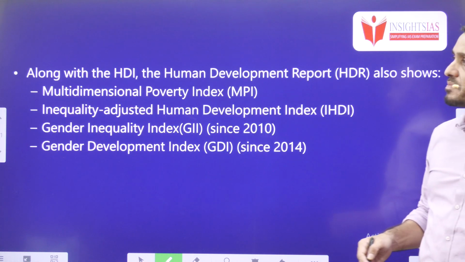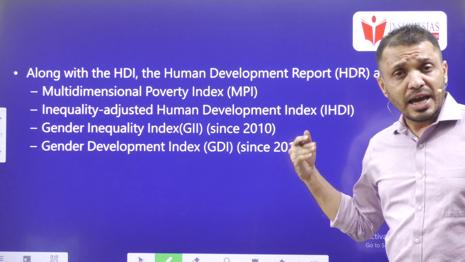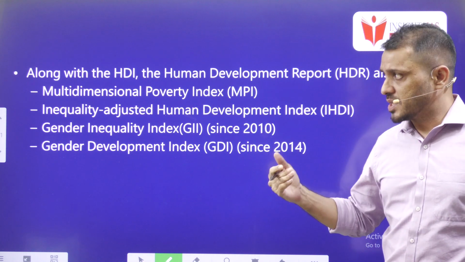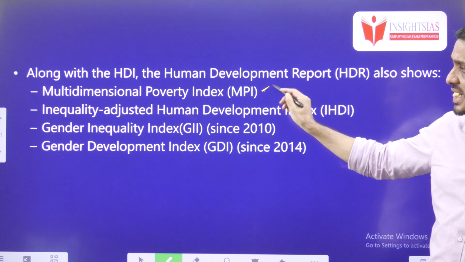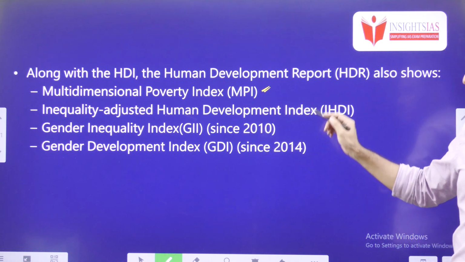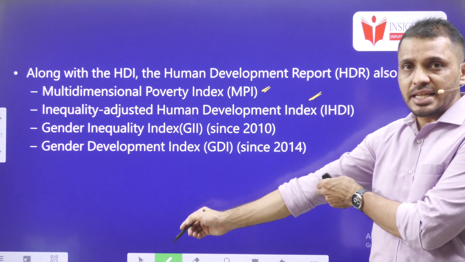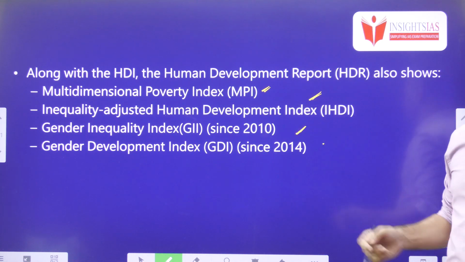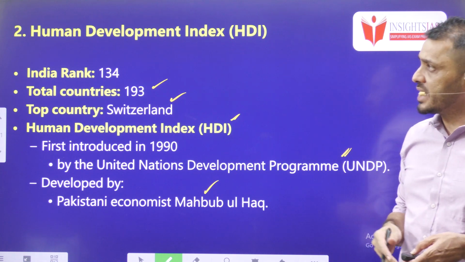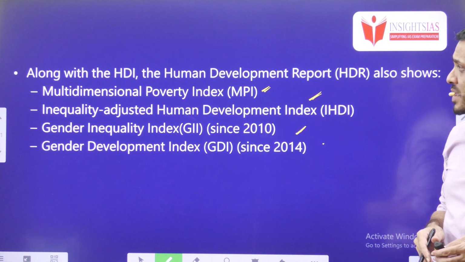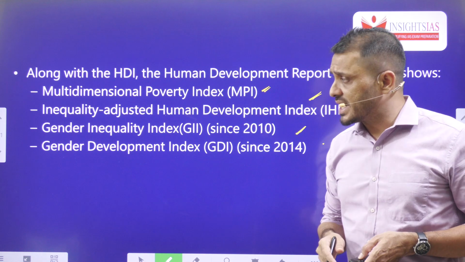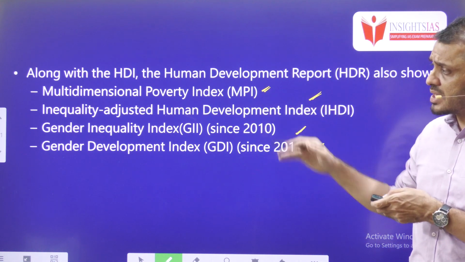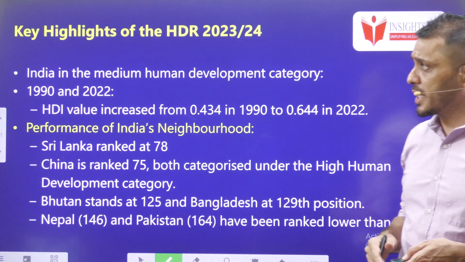He developed this. Next, along with the human development data, the HDI report also gives certain other data as well, such as the multidimensional poverty index, inequality adjusted human development index, gender inequality index, and the gender development index. These are also part of the human development report. So this is regarding the human development index, India's rank, the organization that published it, and some other reports as a part of this HDI.